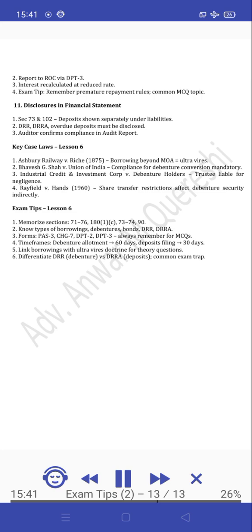4. Timeframes. Debenture allotment: 60 days, deposits filing: 30 days. 5. Link borrowings with ultra vires doctrine for theory questions. 6. Differentiate DRR debenture versus DRRA deposits. Common exam trap.